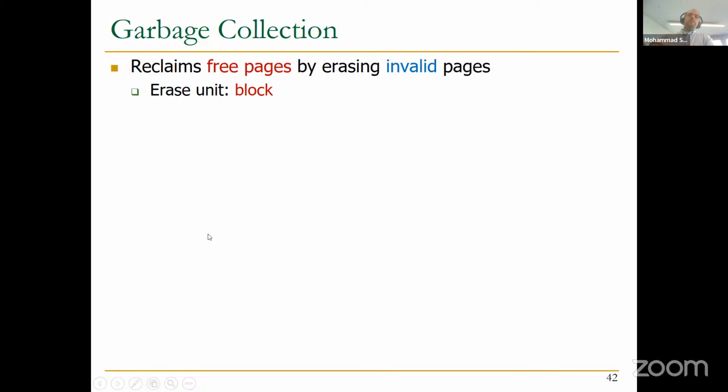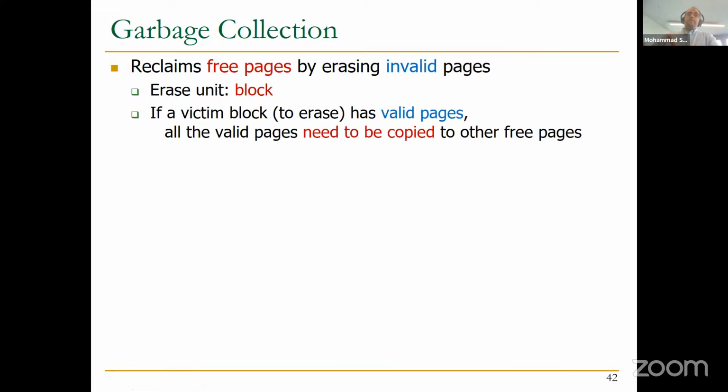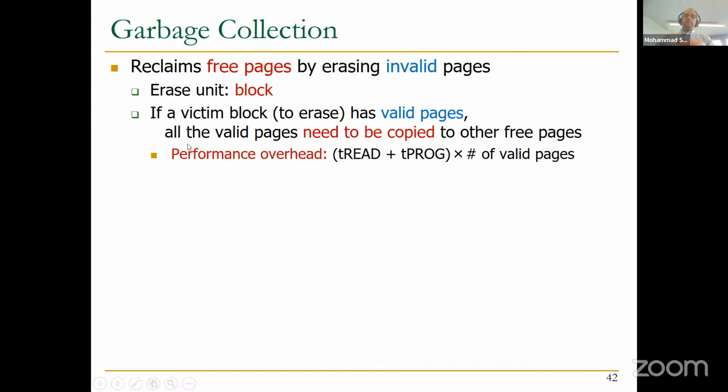So how is it done? You know that the erase unit is the block, so we need to have a victim block. Ideally, all pages in that block are invalid, so we can easily just remove it. But this is not usually the case. We will end up with blocks that have some valid pages and some invalid pages. All the valid pages in that block need to be copied to other free pages to make the block fully invalid, and then we can erase it. We call this block a victim block.